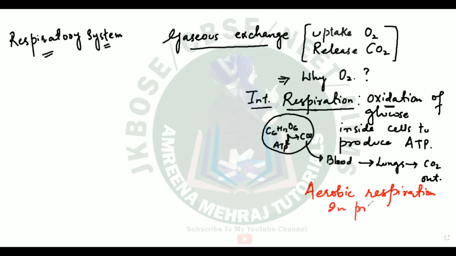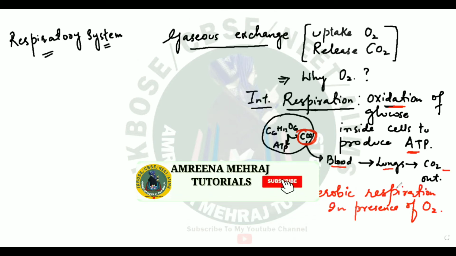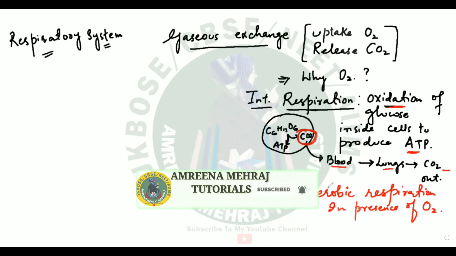It occurs in presence of oxygen. Now, what is the requirement? Why do we require oxygen? We require oxygen to perform aerobic respiration, to perform oxidation of glucose, to release energy in the form of ATP. And where is this process happening? Inside your cells. And during this process, what is generated is this waste carbon dioxide, which is sent to the blood. Blood carries it to the lungs, and lungs diffuse this carbon dioxide to the environment.